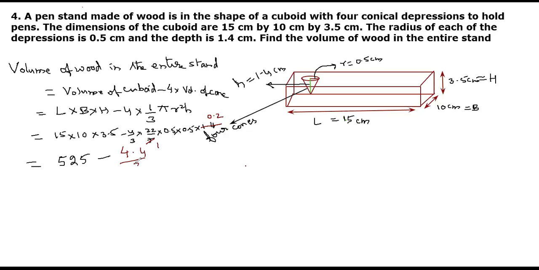4.4 divided by 3 is 1.46. So 525 minus 1.46, and your answer will be 523.53 cubic centimeters.